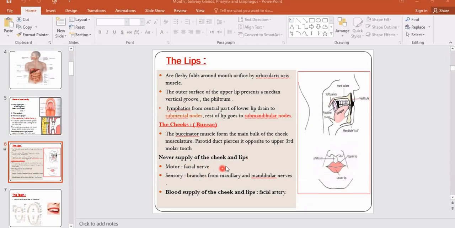The nerve supply of the cheeks and lips definitely belongs to the face. The only nerve which supplies the muscles of the face is the facial nerve. Remember this: the facial nerve supplies the muscles of facial expression. Lips, cheeks, forehead, eye blink, they are all controlled by the facial nerve. And the sensory branches come from the maxillary and mandibular nerves, which are cranial nerves.